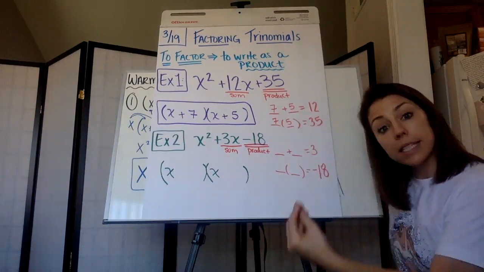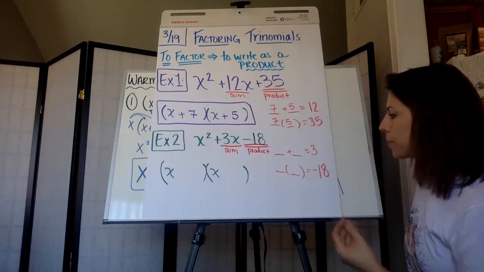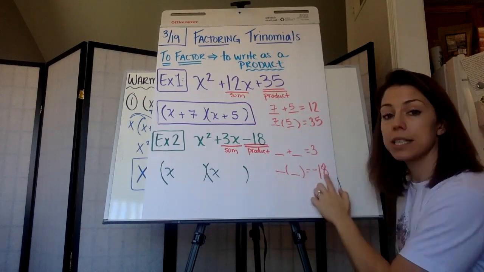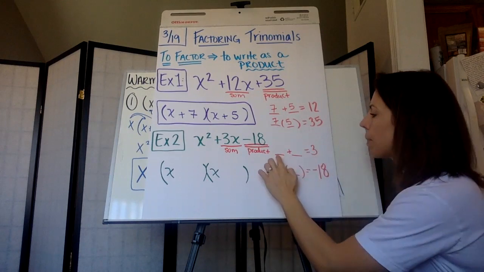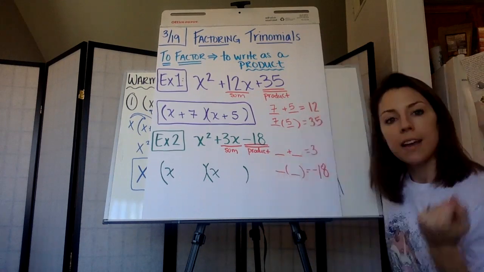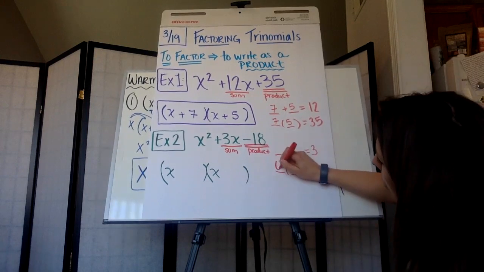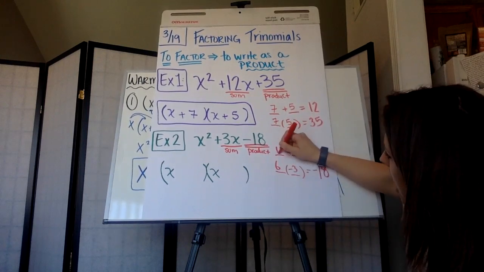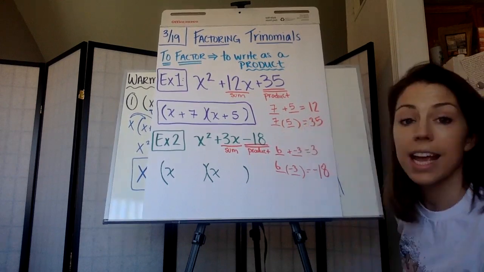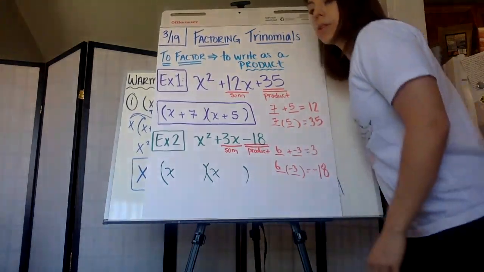What about +6 and -3? Let's see, +6 times -3 is -18, check one. +6 plus -3 is 3. So our two numbers are +6 and -3. So what do we do with those?